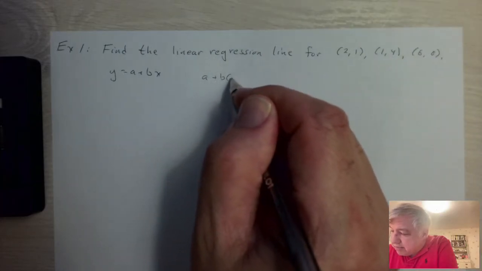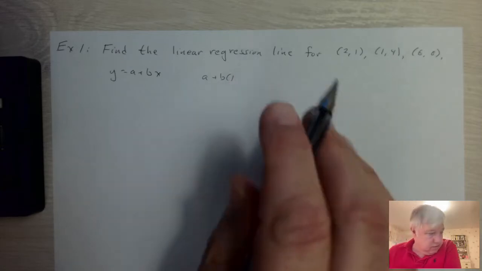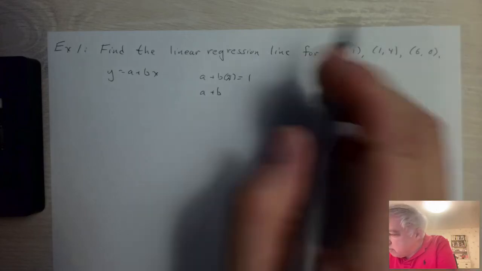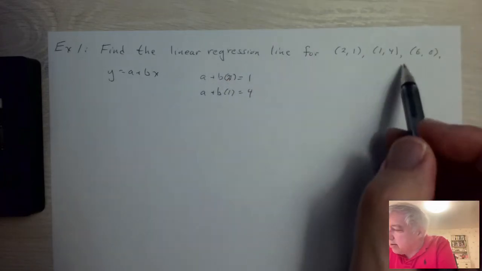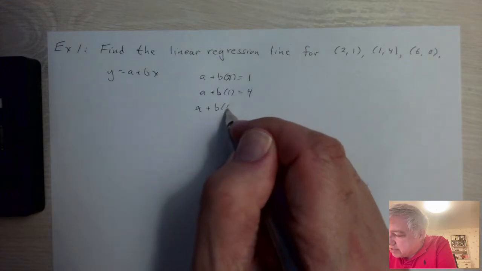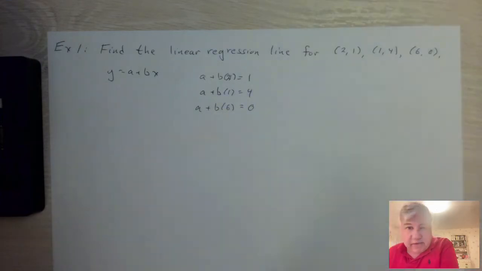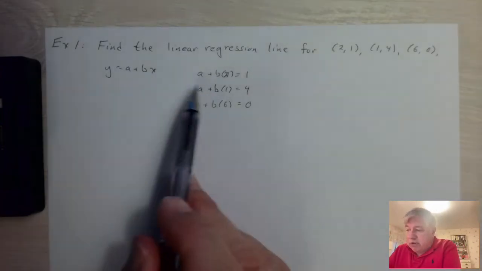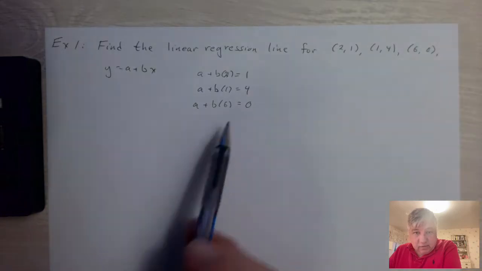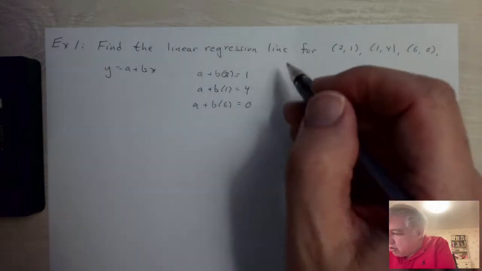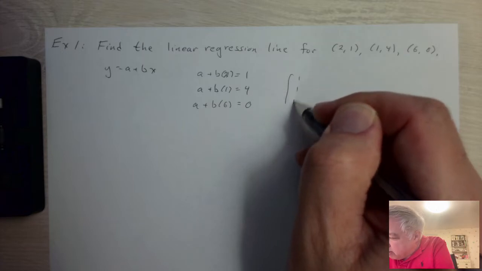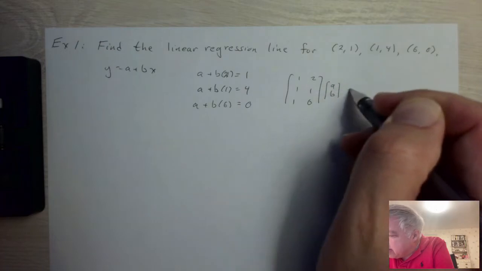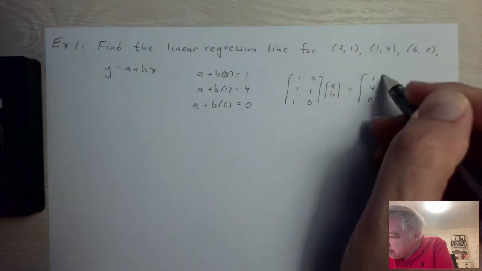a plus b times, in this case 2, is equal to 1, a plus b times 1 is equal to 4, and a plus b times 6 is equal to 0. That's what we really want to find. We want to find the a and b that solves the system best or closest. So the corresponding matrix is this. It's just [1, 2; 1, 1; 1, 6] times the vector (a, b) equals (1, 4, 0).